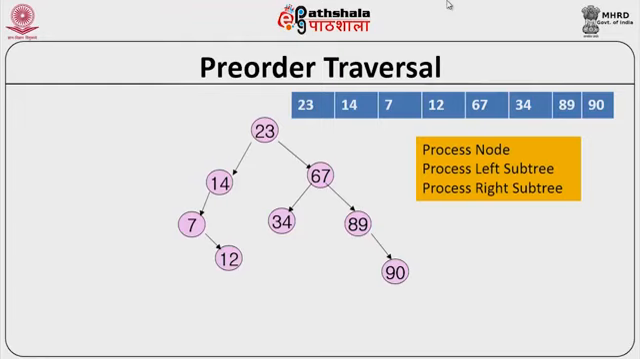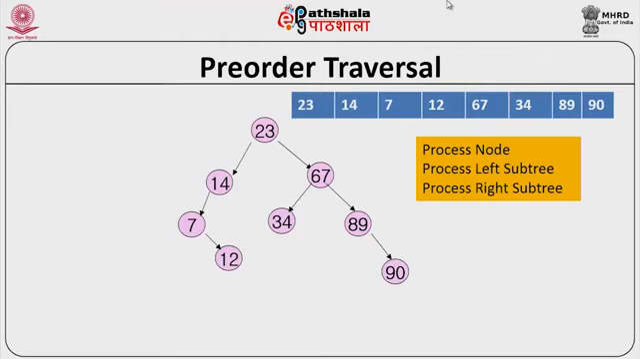So, first you process the root node, which is 23, then you have to process the left subtree. When you process the left subtree, you process its node, which is 14, then you process its left subtree, which is 7, and the left subtree of 7 is null. So, you go and process the right subtree, which is 12. After you process 7 and 12, you have processed the left subtree of 14. So, you try to process the right subtree of 14, which is null.